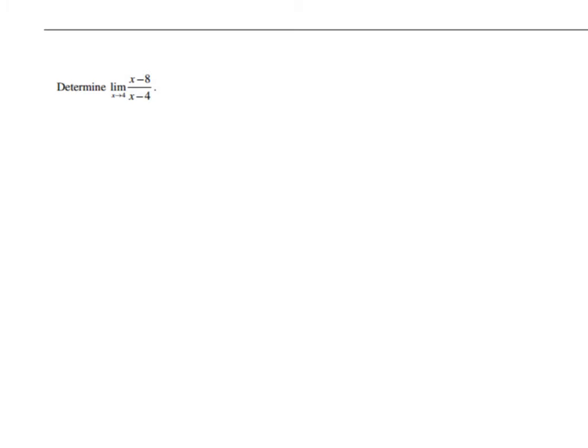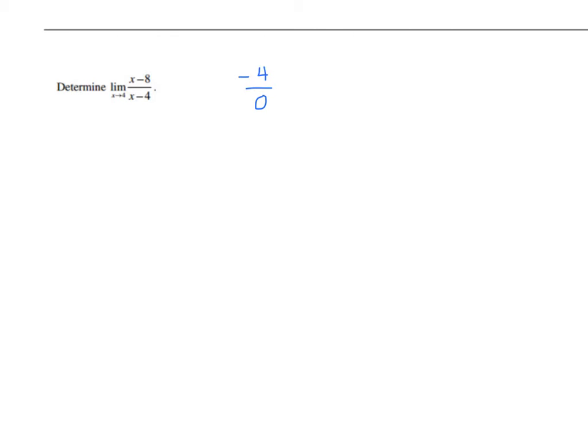Okay, so here we are at an example. Let's do a real-life example. We know this is a rational function because it has a polynomial in the numerator and a polynomial in the denominator. And so if we use direct substitution, if we substitute 4 in there, we're going to get negative 4 over 0. So that's indeterminate form.